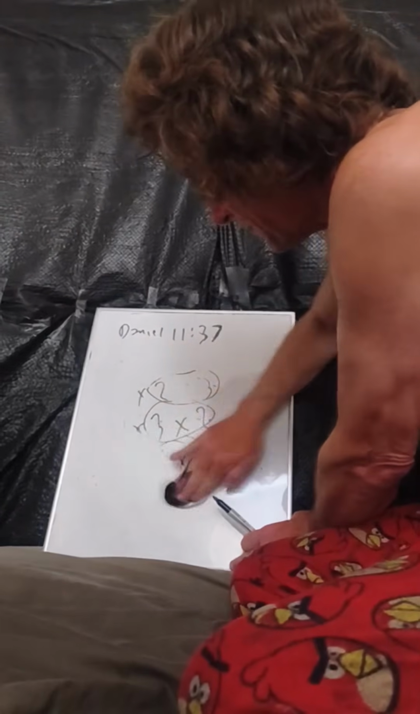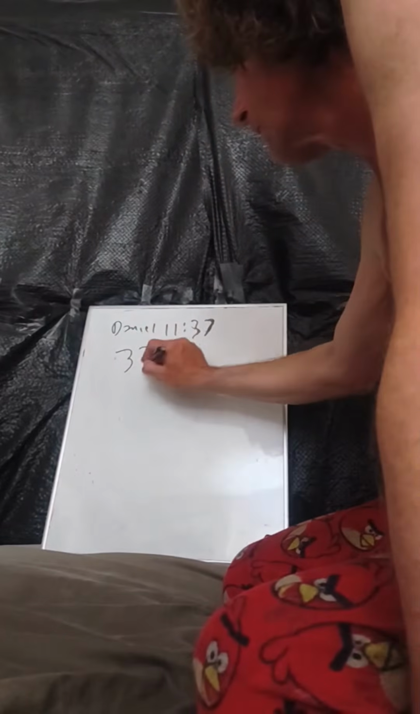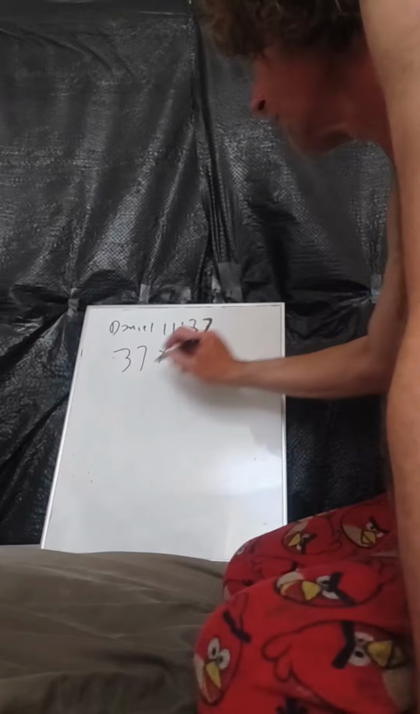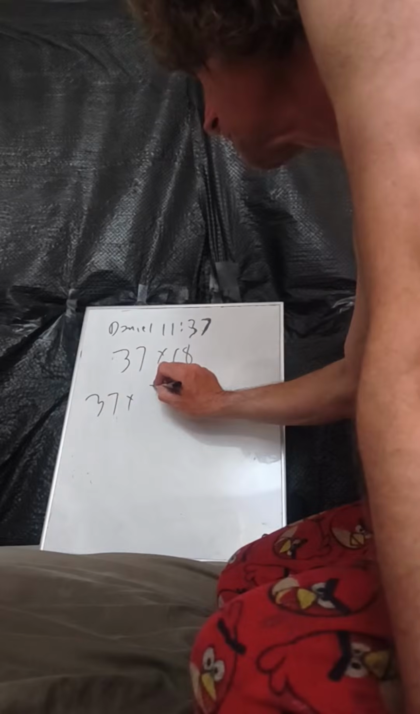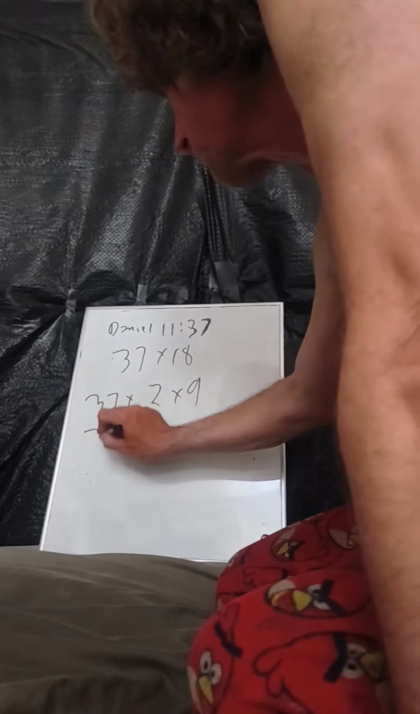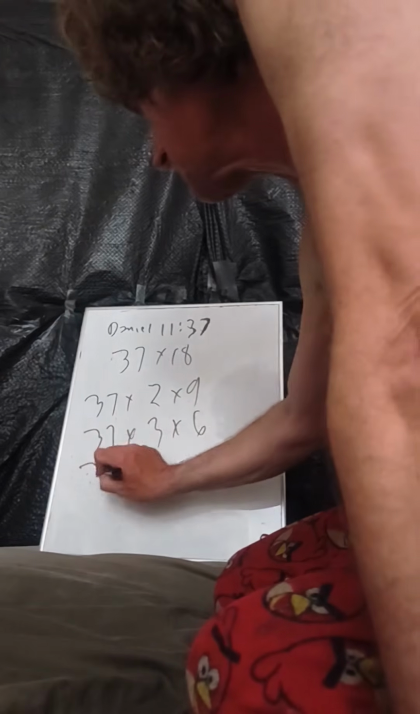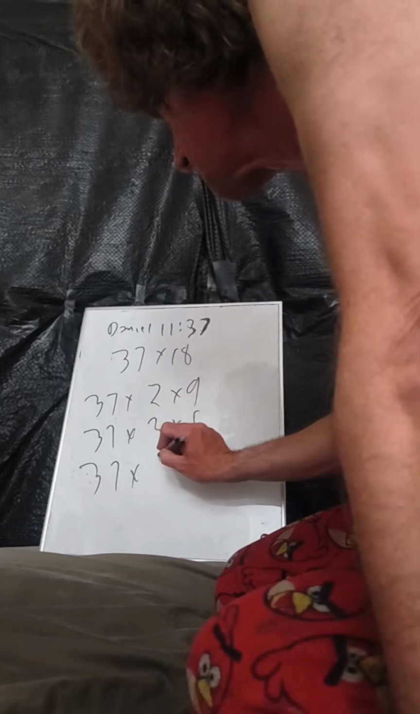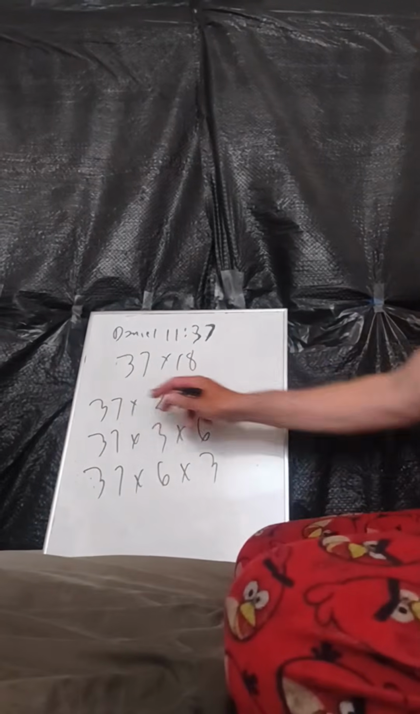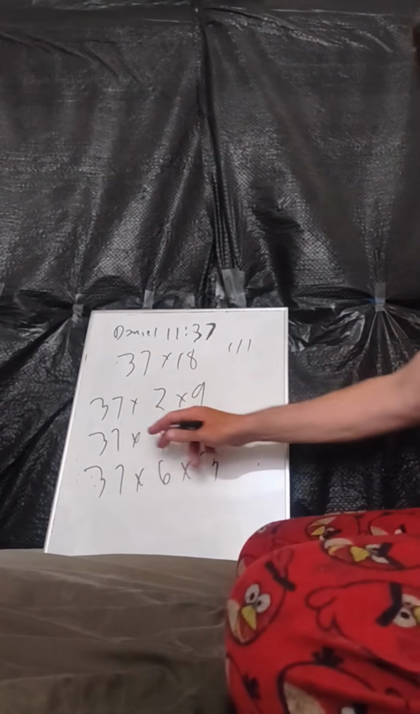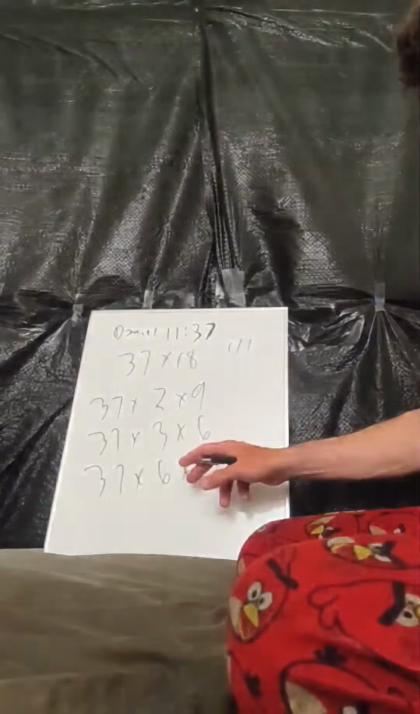Now the 37 times 18, well, 37 times 18 can be 37 times 2 times 9. It can be 37 times 3 times 6, or it can be 37 times 6 times 3. 2 times 9 is 18, 37 times 18 is 111. 3 times 6 is 18, 37 times 18 is 111. 6 times 3 is 18, 37 times 18 is 111.